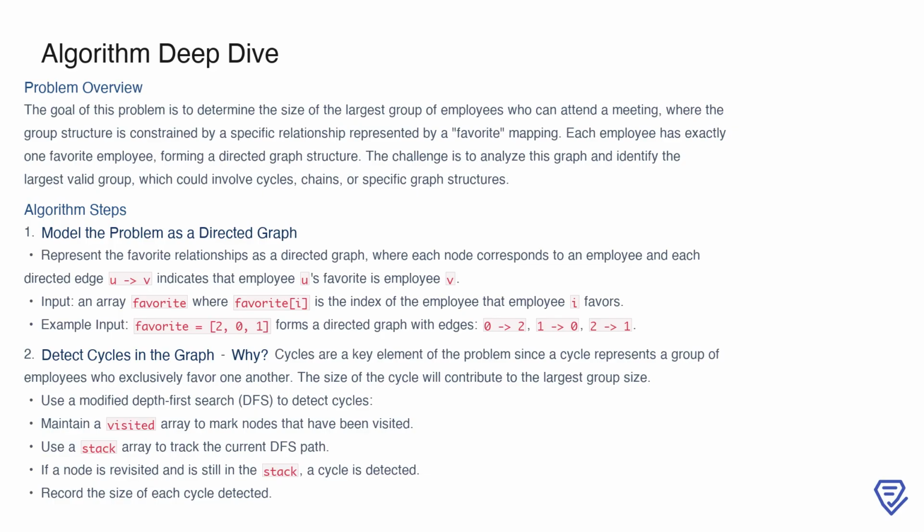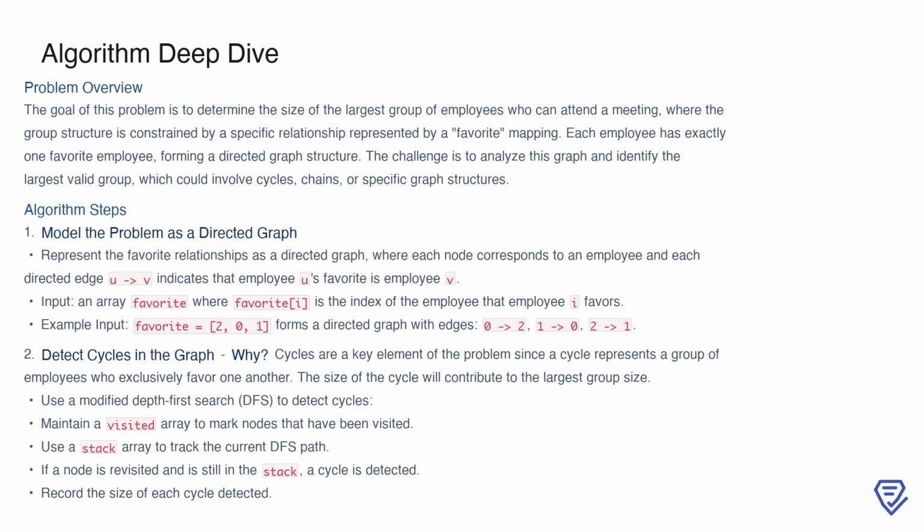Using depth-first search, or DFS, we can systematically explore the graph, detect cycles, and determine their sizes. By marking nodes as visited and tracking the current path using a stack, we can identify if a node revisits itself within the stack, indicating a cycle. Each cycle size then contributes to the potential group size, so recording these sizes is an essential first step in solving the problem.